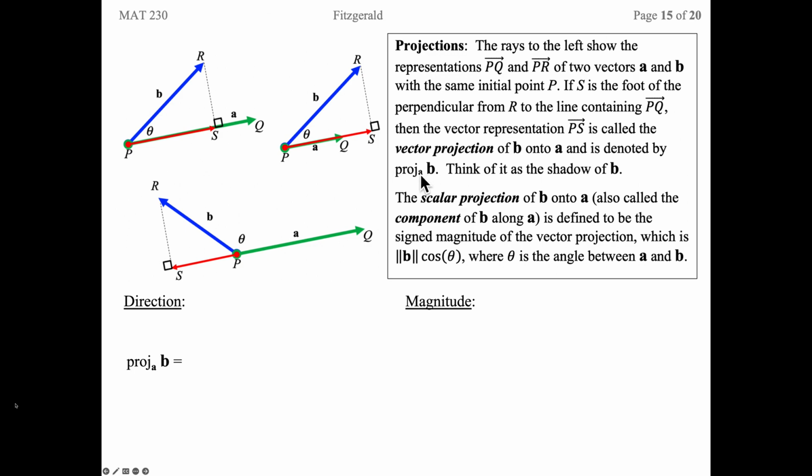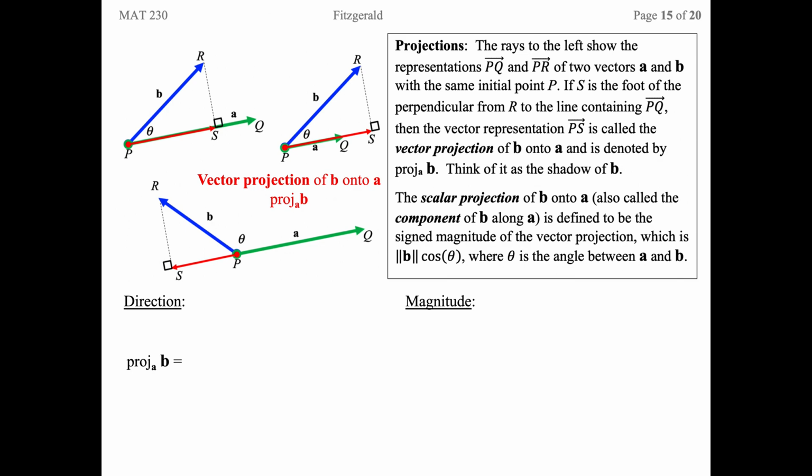So you read the subscript last. Again, think of this as a shadow. So here's vector B. It casts a shadow right onto PQ, which is your vector A, and that red vector, that's going to be your shadow. Red vector, shadow. Even if it goes past vector A, so be it. Even if it goes in the other direction of A, so be it. Those are all my vector projections of B onto A.